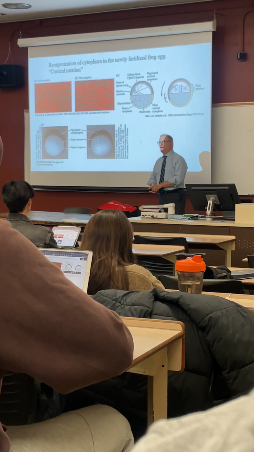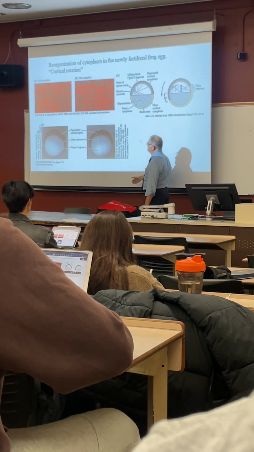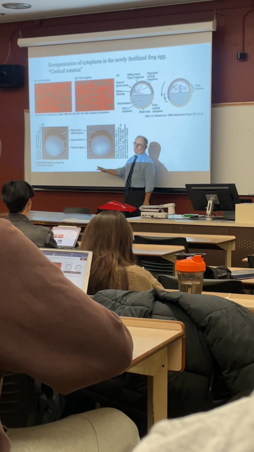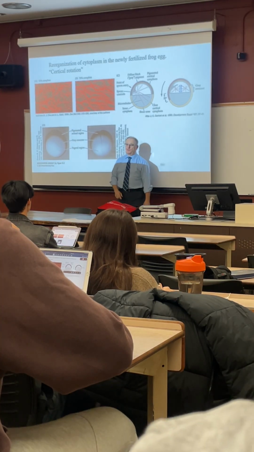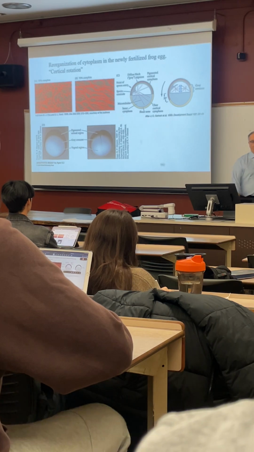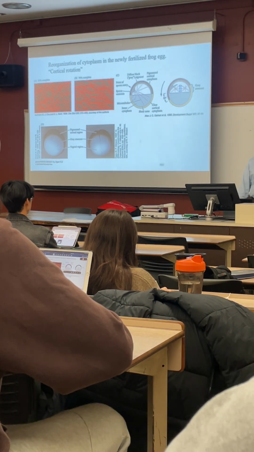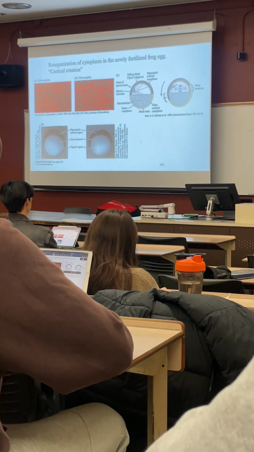And we already know that the sperm entry point goes opposite the gray crescent, and then the first cleavage plane is going to go right through that gray crescent. That gray crescent is where you're going to form the dorsal organizer. Everyone got that so far? So what is it about the sperm entry point that's causing this?